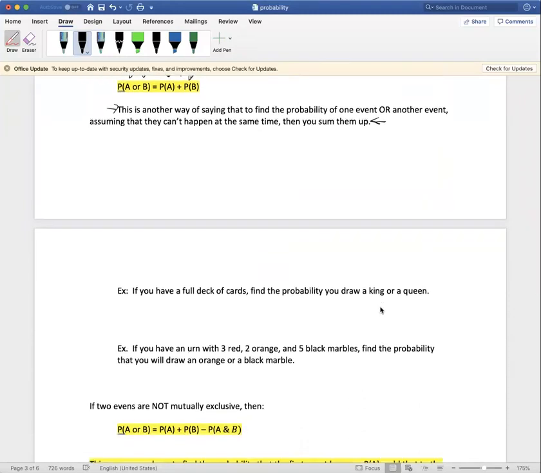Well, our first example says if you have a full deck of cards, find the probability that you draw a king or a queen. Well, let's take a look at this. First of all, I hope it's clear that if you draw a card from a deck of cards, it can't be both a king and a queen. So these two events are mutually exclusive, which means the probability that you draw a king or the probability you draw a queen is the same thing as saying, we'll find the probability of each event and then add them together.